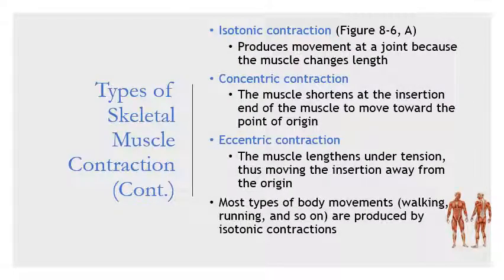Here are another ones of the contractions. And you're going to need to know these, okay? Isotonic contractions. An isotonic contraction produces movement at a joint because the muscle lengthens. Okay, so in an isotonic contraction, your muscle is lengthening.